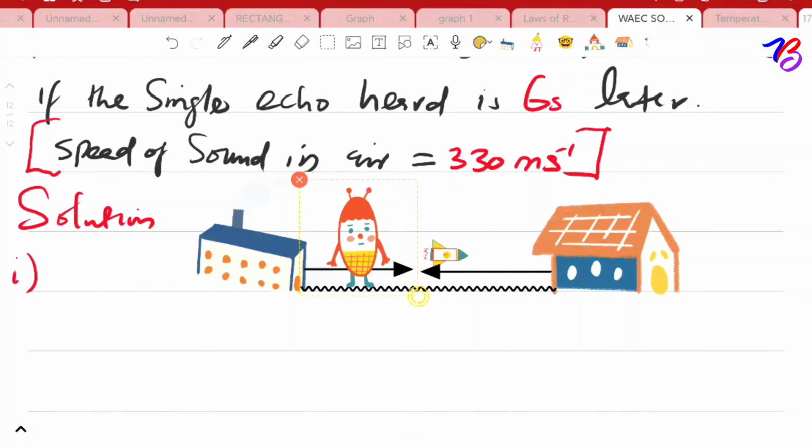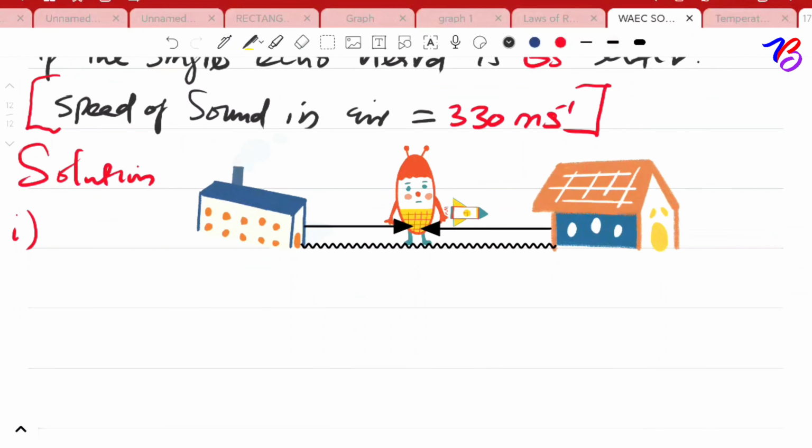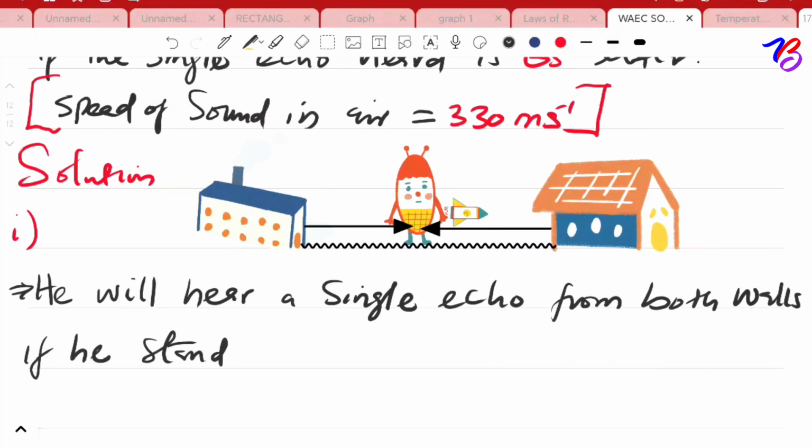Let's adjust his position so that the distance is divided into two equal halves, because d plus d is equal to 2d, and 2d divided by 2 will give you d. Let's write it now clearly for you to see. The boy will hear a single echo from both walls if he stands in the center, the middle. Let's write that in brackets.